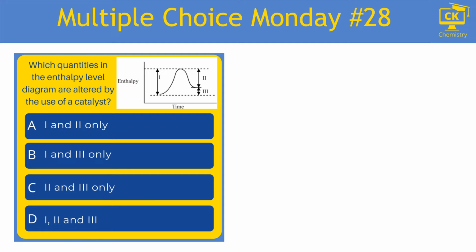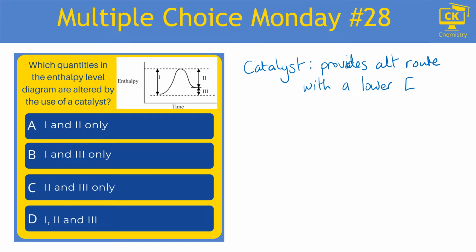So this week's multiple choice Monday is about energy level diagrams, but it's also about rates of reaction because we're talking about a catalyst. And we should know that our definition of a catalyst is that it provides an alternate route or pathway with a lower activation enthalpy.